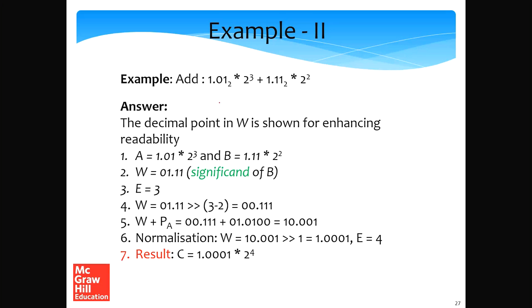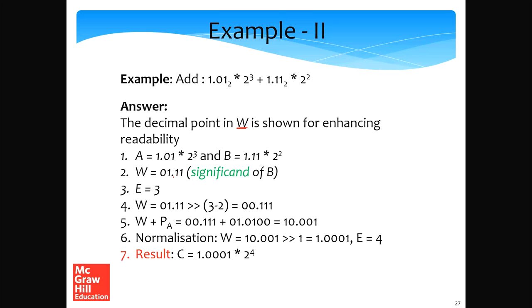So in this case, we are adding 1.01 in base 2 times 2 cube plus 1.11 in base 2 times 2 square. Again, the decimal point in W is shown for enhancing readability, and we will not be using the biased scheme, right? So that is what we'll not be doing. So A is 1.01 times 2 cube, B is 1.11 times 2 square, and the exponent of A is greater than the exponent of B.